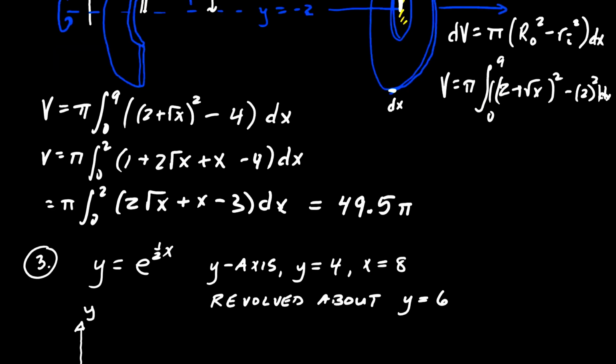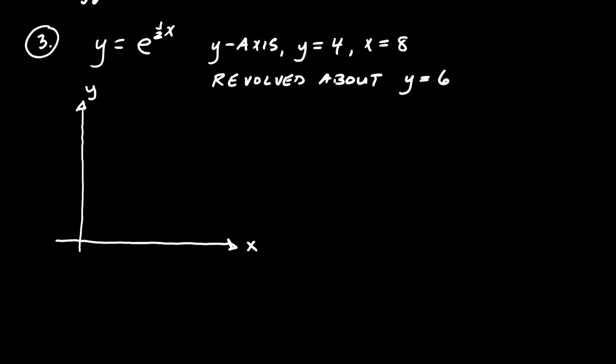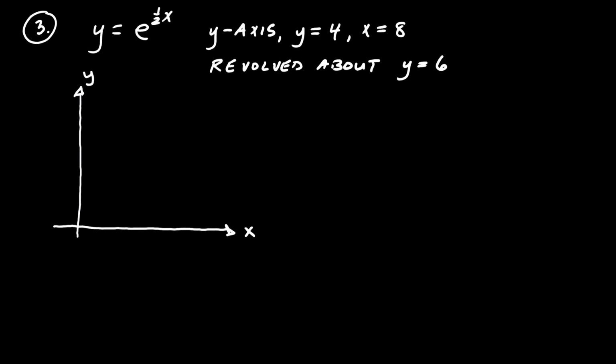In our third example, we'll look at what happens when we revolve about a line that is above the bounded region. So I'm going to take a look at y equals e to the 1/2 x, which will just approximate to look something like this. The y-axis, which we have here, the line y equals 4, which we'll cut across here, and x equals 8, which will be this bound right here, 8. But it's going to be revolved around the line y equals 6, which I'll just throw in right here. And we'll shade in our region.